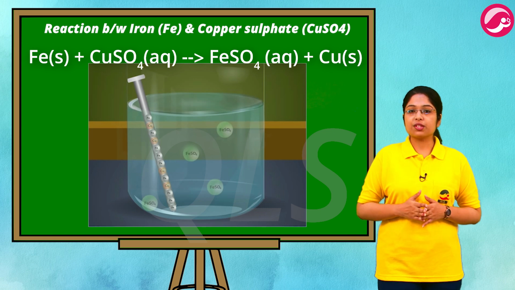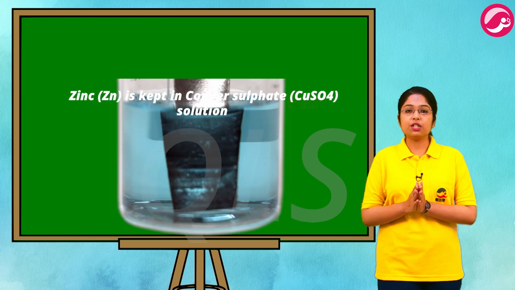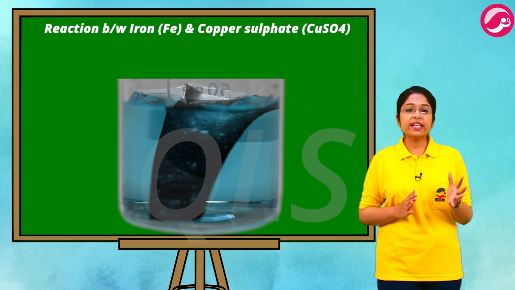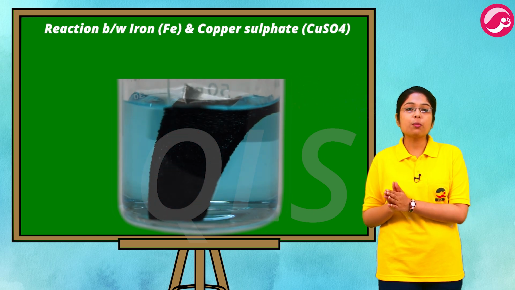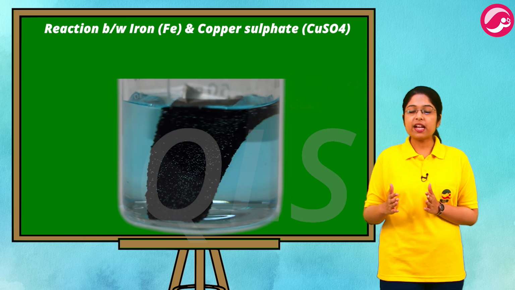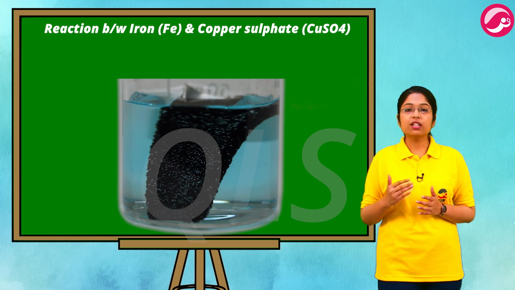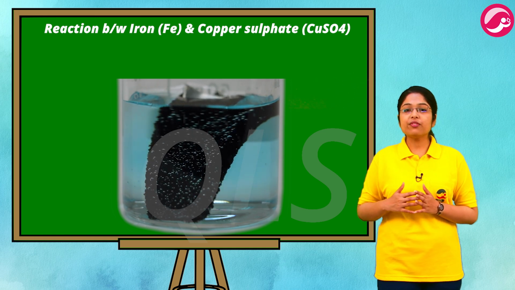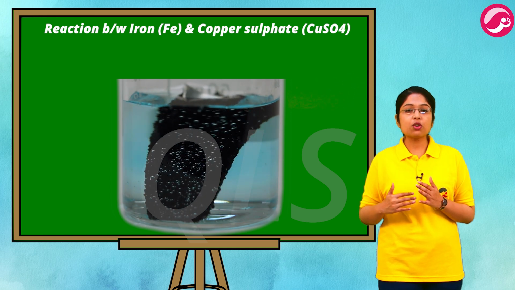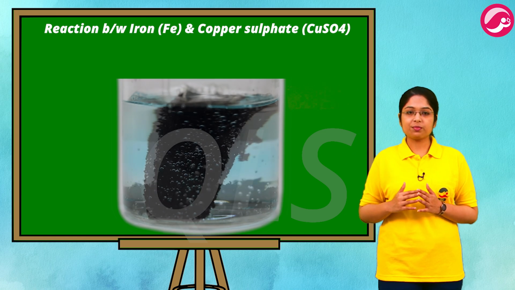Similar reaction occurs when zinc is kept in copper sulfate solution. The reason zinc and iron were able to replace copper from copper sulfate is because iron and zinc are more reactive than copper. More reactive elements will always replace lesser reactive elements.